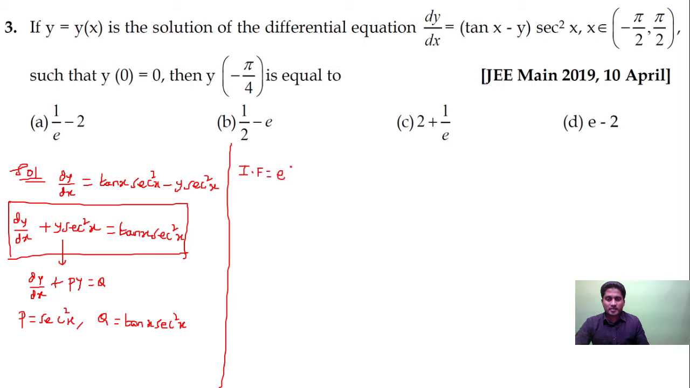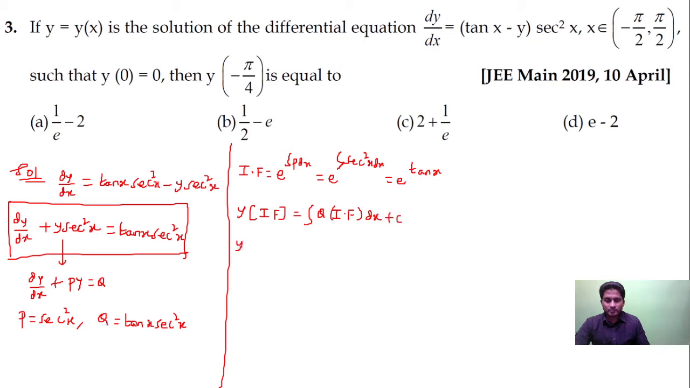The integrating factor IF is e to the power of integral P dx. So this is equal to e to the power of integration of sec²x dx, which will be equal to e to the power of tan x. Now the solution is y into IF is equal to integral Q into IF dx plus C.